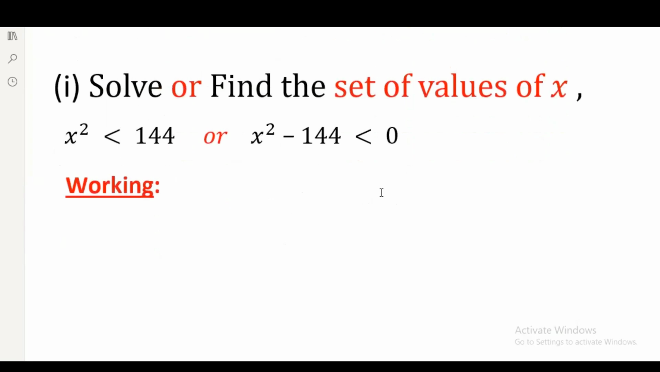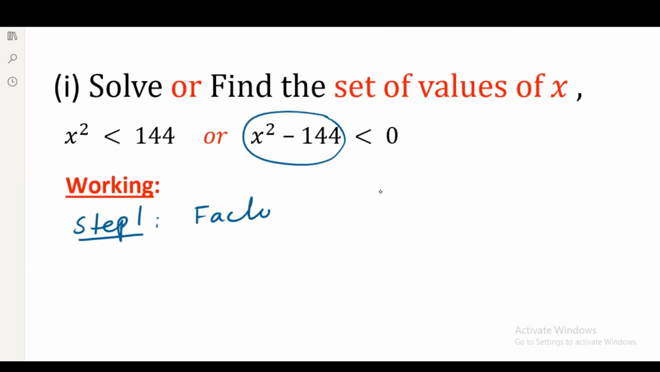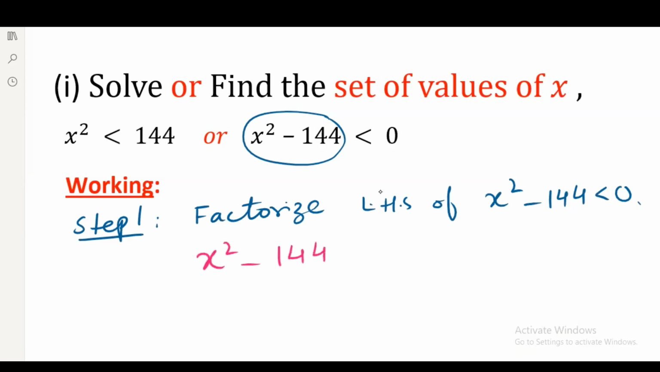The first step, step number 1, is to factorize. We have to shift 144 here, so this is x squared minus 144. Step number 1 is to factorize the left-hand side of x squared minus 144 less than 0. So I'm going to factorize this: x squared minus 144 less than 0.